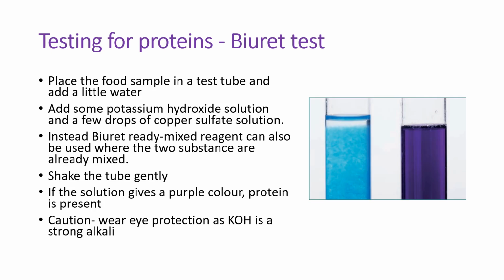So instead of using these solutions separately, we can use biuret ready mix reagent, which is already available in the lab. So once the solutions are mixed, you have to shake the test tube gently. If proteins are present, it will turn into a purple color solution. If proteins are not present, it will remain light blue in color. Since potassium hydroxide is a strong alkali, always we have to wear eye protection when you perform this activity.